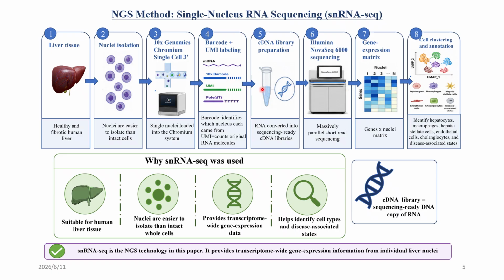Then the RNA is converted into cDNA because Illumina sequencing reads DNA and not RNA. These cDNA molecules are prepared as a sequencing library and sequenced using the Illumina NovaSeq 6000. After sequencing, the data are converted into a gene expression matrix where rows are genes and columns are nuclei. Finally, nuclei are clustered and annotated to identify liver cell types such as hepatocytes, macrophages, hepatic stellate cells, endothelial cells, cholangiocytes, and disease-associated states. The reason single nucleus RNA sequencing was used is that it provides transcriptome-wide gene expression information which MERFISH alone cannot provide.